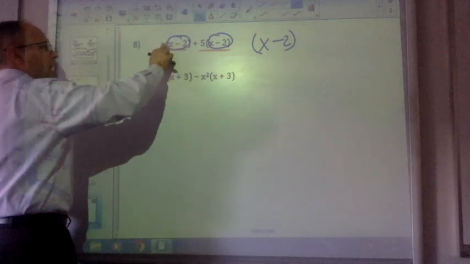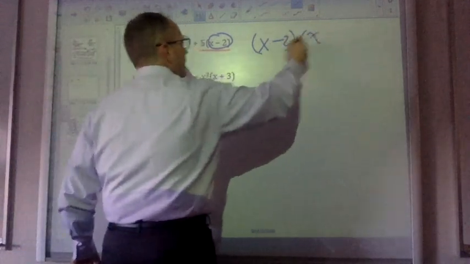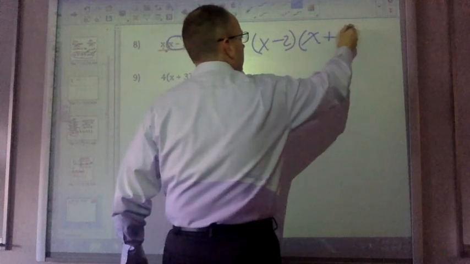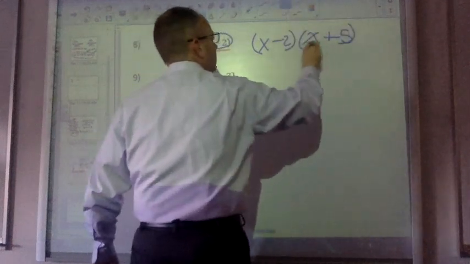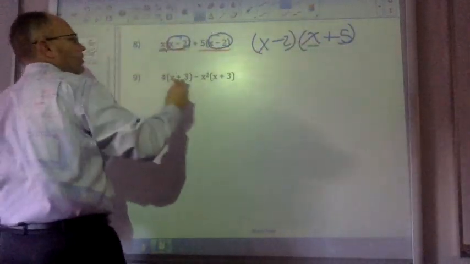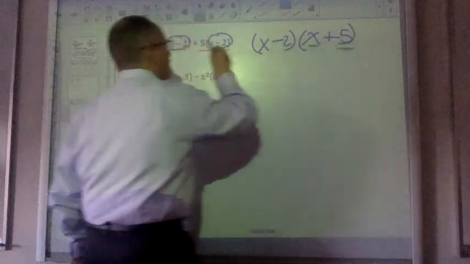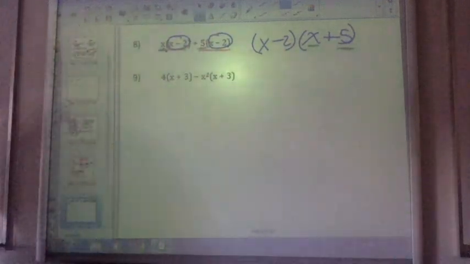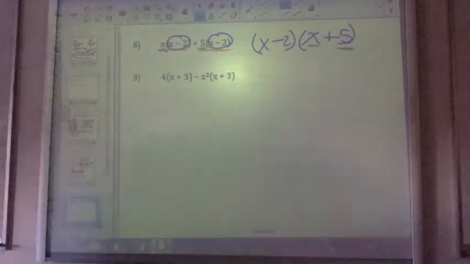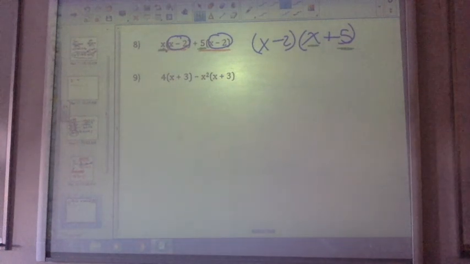But right here, I just have an x, right? And then you have this plus 5 as well. So take a look. This x here and this x here are the same. This 5 here and this 5 here are the same. Where did the x minus 2 go? They had it in common. We factored out a whole binomial first.